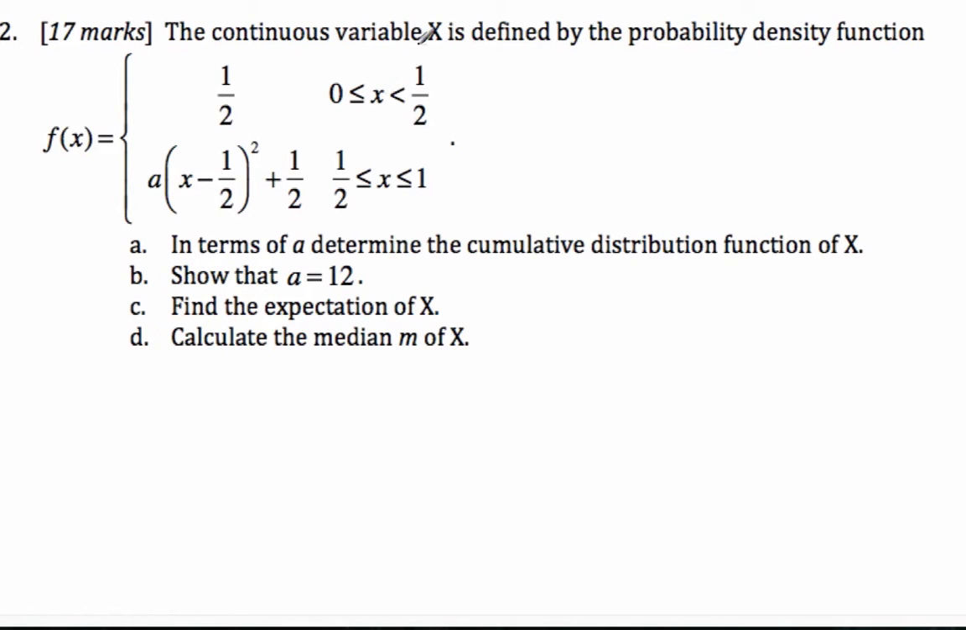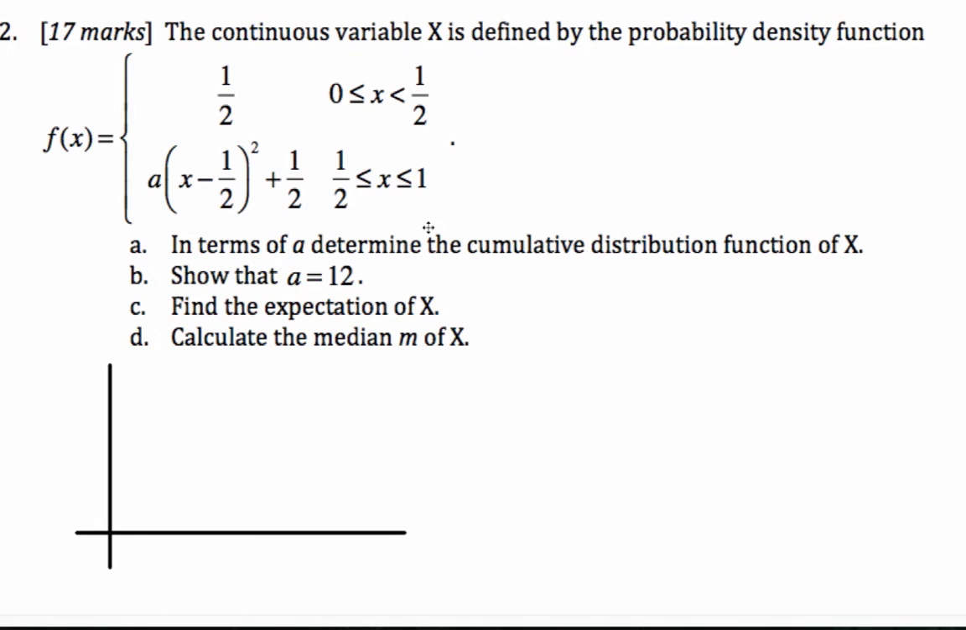Okay, in this problem here, we've got a continuous variable x with the probability density function defined as little f of x here. We want to, in terms of a, determine the cumulative distribution function of x. Well, let's think about what cumulative distribution functions are and what little f of x, the probability density function, is.